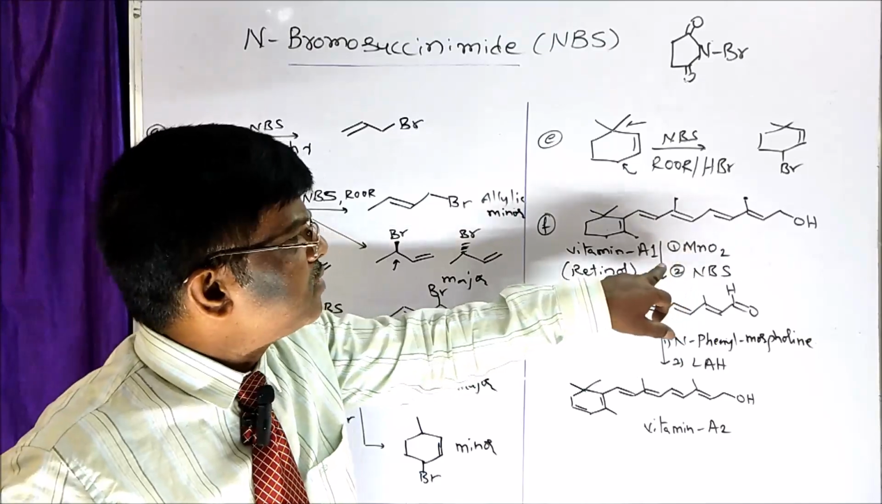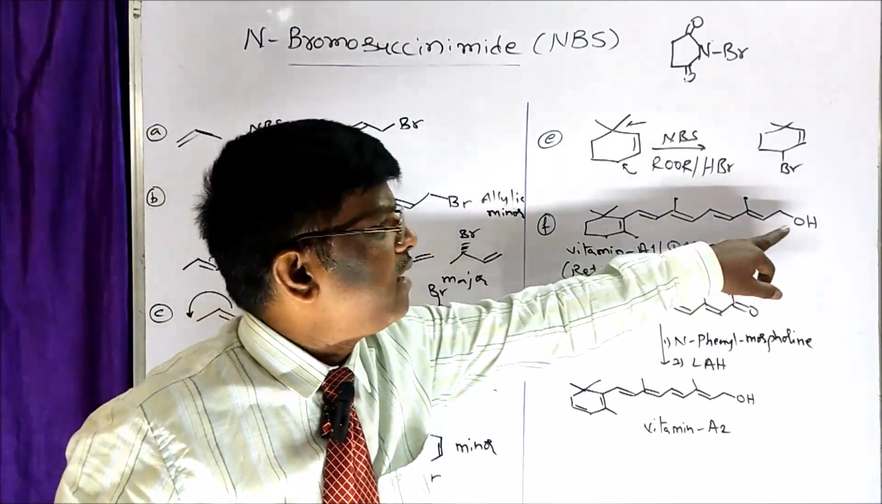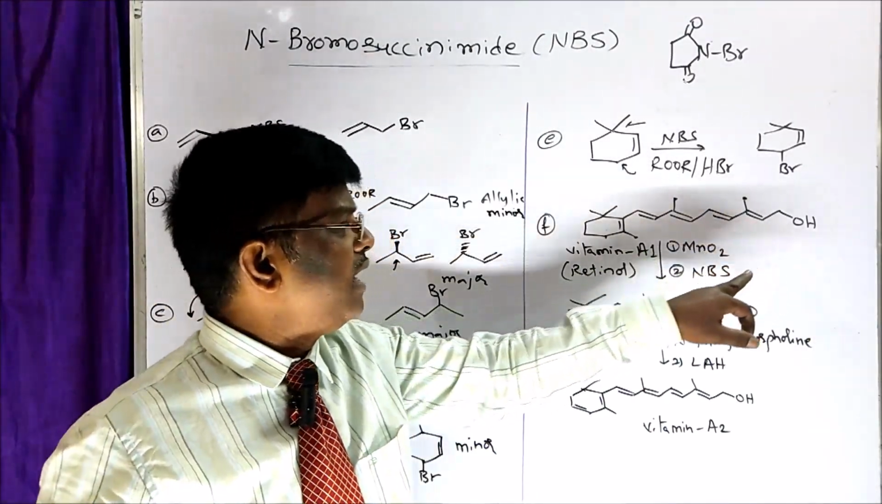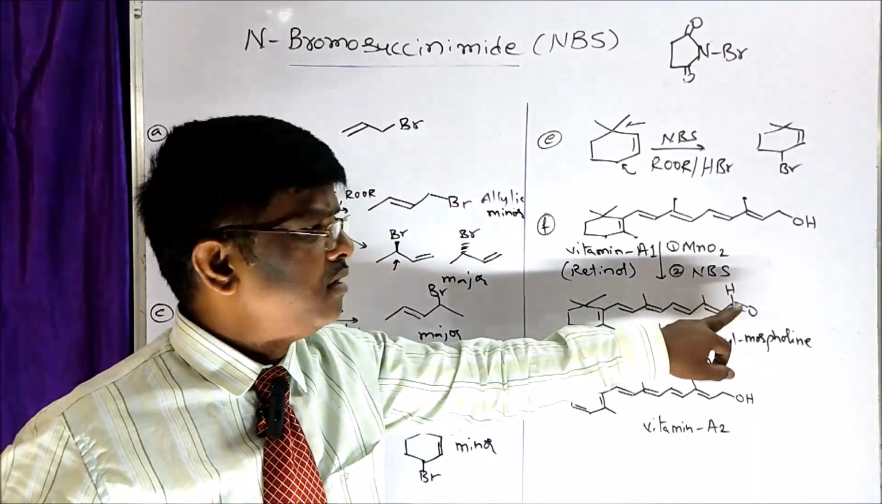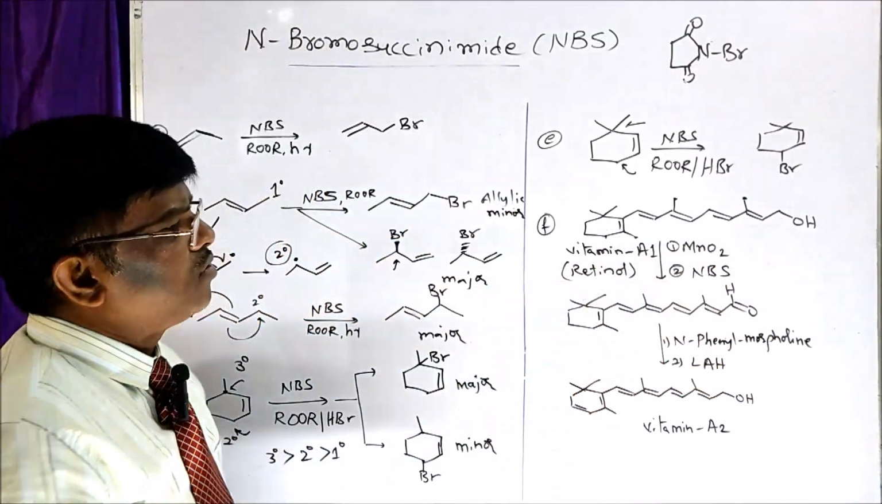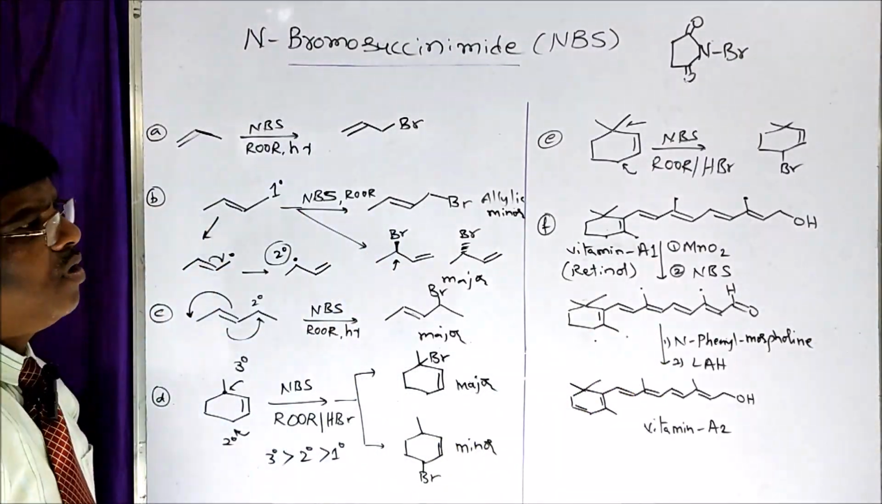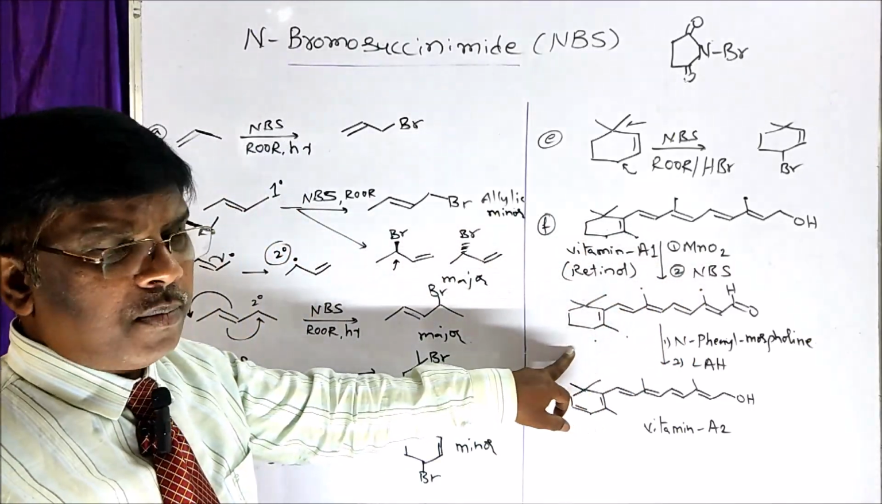As I said, vitamin A1 has this alcohol. This allylic alcohol, on oxidation using MnO2 in hexane, is going to give the aldehyde. So this alcohol is going to form the aldehyde. After conversion to this aldehyde, how many centers are there? 1, 2, 3, 4, the same centers. So when you use N-bromosuccinimide, you can expect bromination at any of these 4 carbons.